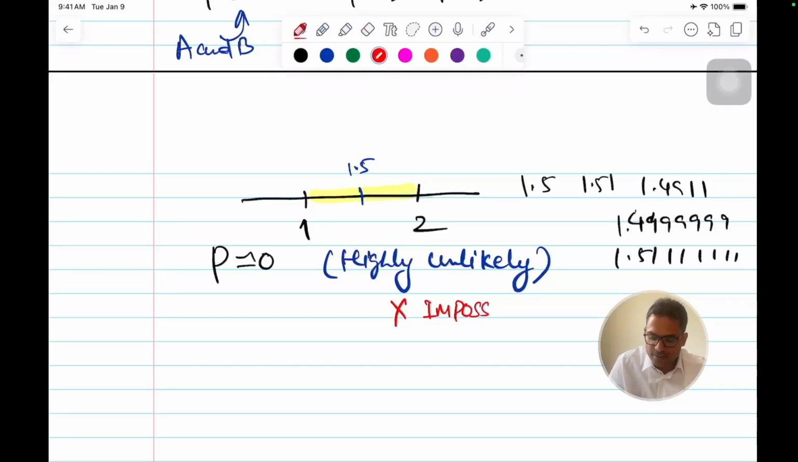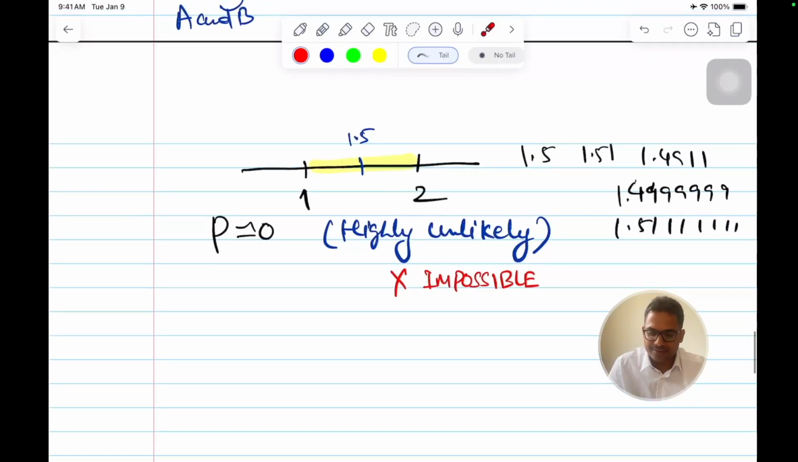Because there is some chance that, because this 1.5 is there, so there is some chance that I can put it here. But for all practical purposes, we say that the probability of putting my point on 1.5 is 0. I hope that is clear. So that is highly unlikely.